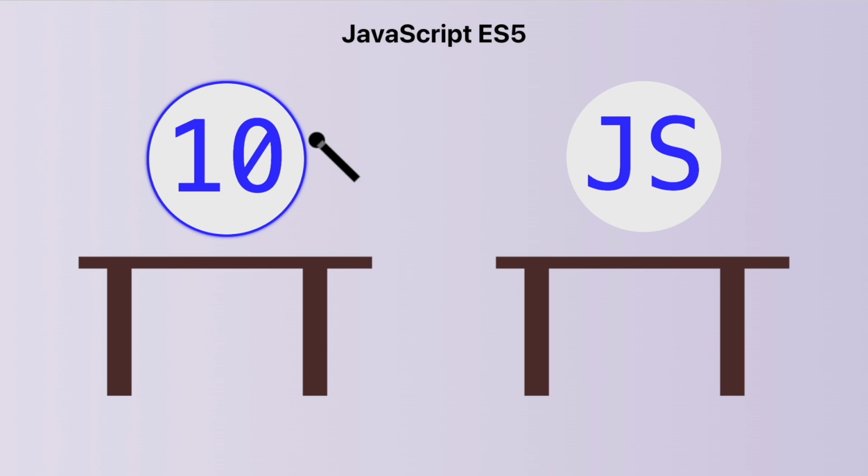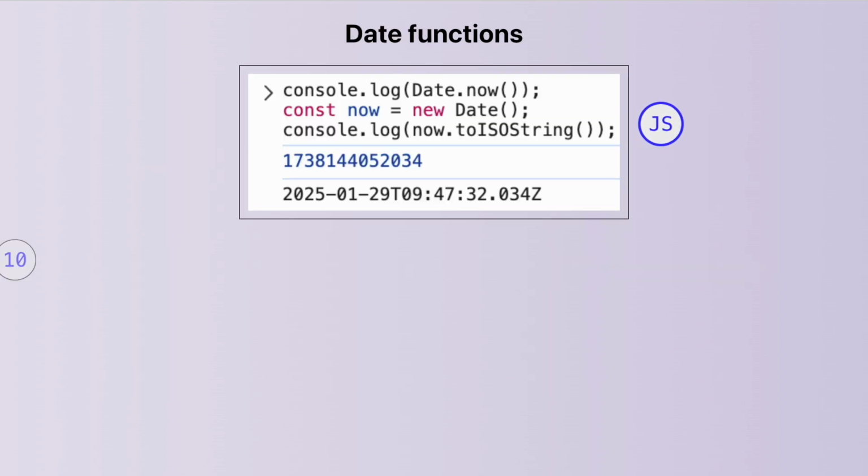Can you explain the new date functions? Three date functions have been added to the language since ES5. They are: the static Date.now function returns the number of milliseconds elapsed since January 1, 1970.